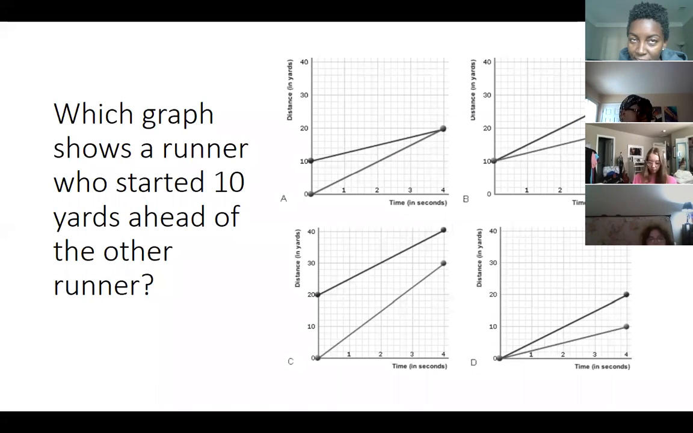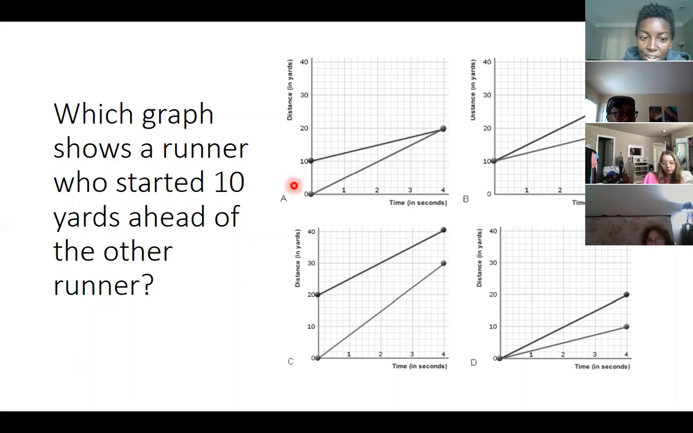Let's give everyone like 10 seconds to think about it, and then I'll let you unmute and answer. All right, so this one says, which graph shows a runner who started 10 yards ahead of the other runner? So 10 yards, and yards is a distance, okay? So looking at these graphs, you've got graph A, graph B, graph C, and graph D. Which one shows a runner who started 10 yards ahead of the other one?